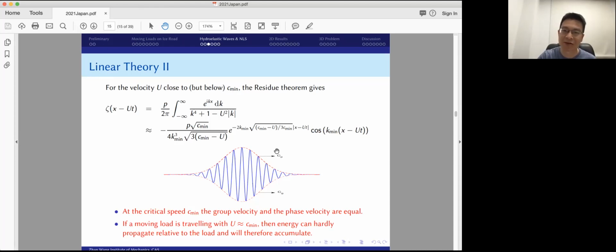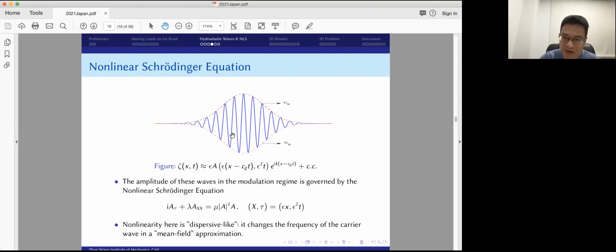So the linear theory does not work if you focus on the resonance, this critical point, which is also called the resonant point, because waves start to resonate and the amplitude becomes very large. You have to consider the nonlinear effects. So if you start to consider nonlinear effects, we start with a weakly nonlinear theory.